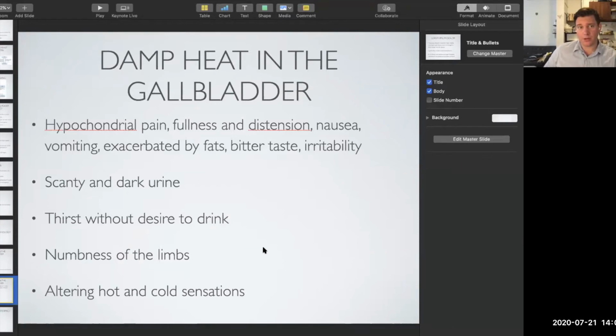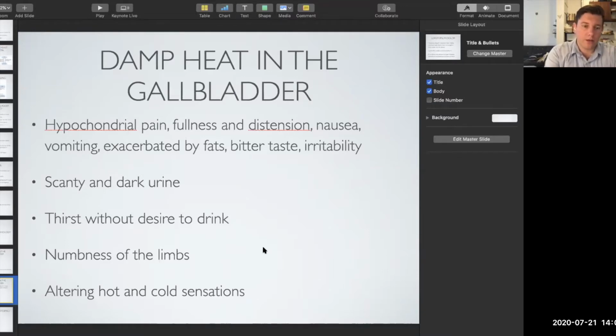Before, the person had no thirst. Now they're thirsty, but they still don't want to drink. If this was just heat, they'd be thirsty and they'd drink. If it's just damp, they're not thirsty and they don't want to drink. If it's heat and dampness, then they're thirsty and they don't want to drink.